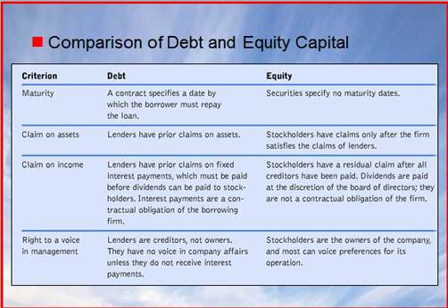There is also a difference between debt and equity regarding claim on assets, claim on income, and a right to a voice in management. Lenders have a prior claim on assets and income so that they receive their interest payments. Equity holders have claims on assets only after the firm has satisfied the claims of its lenders. Stockholders are owners in the company and therefore have a right to a voice in management. Lenders, on the other hand, are just creditors. They're not owners, so they have no voice in management.